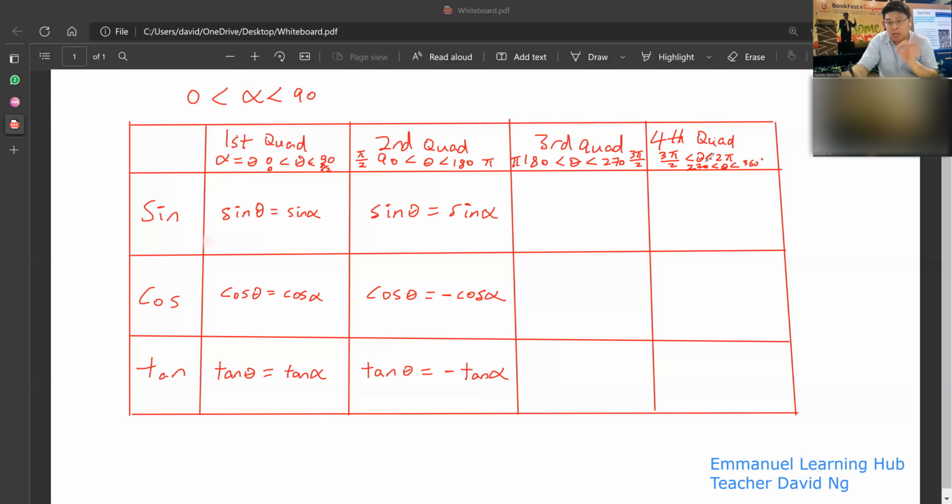Third quadrant. You have to identify the quadrant first, as I mentioned. So third quadrant, right? In the third quadrant only tangent is positive. Fourth quadrant.